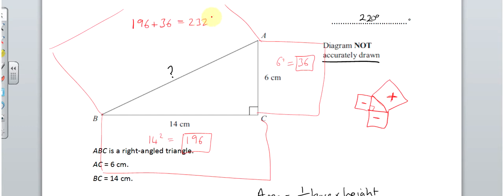And the next step requires a calculator. And we are going to do the square root of 232. So that is done using the square root button. And it gives me a length of 15.23154 and some other numbers. And I always write unnecessarily accurate answers here because in a minute we're going to round.